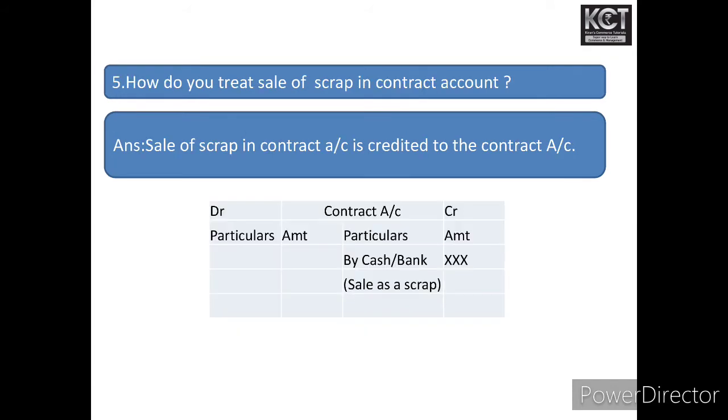Fifth one, how do you treat sale of scrap in contract account? Answer for this is sale of scrap in contract account is credited to the contract account.